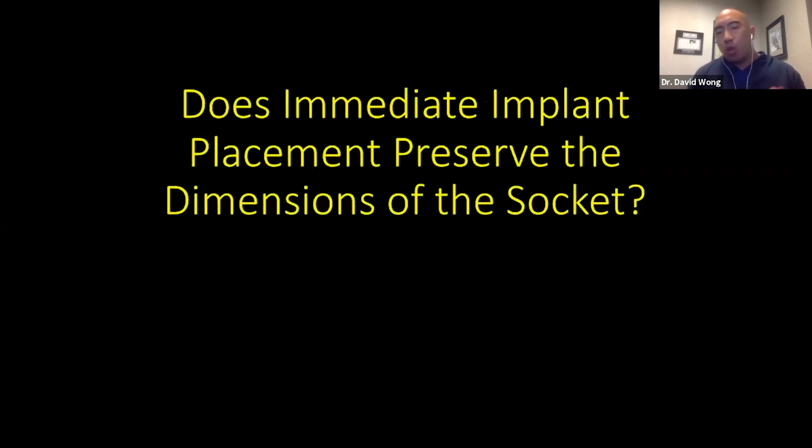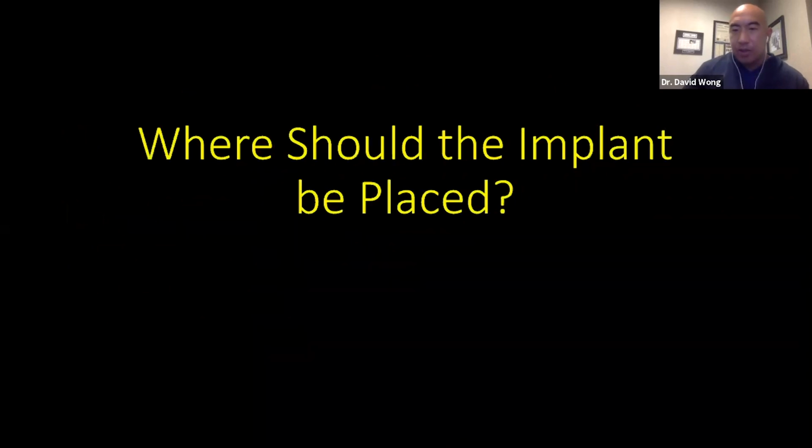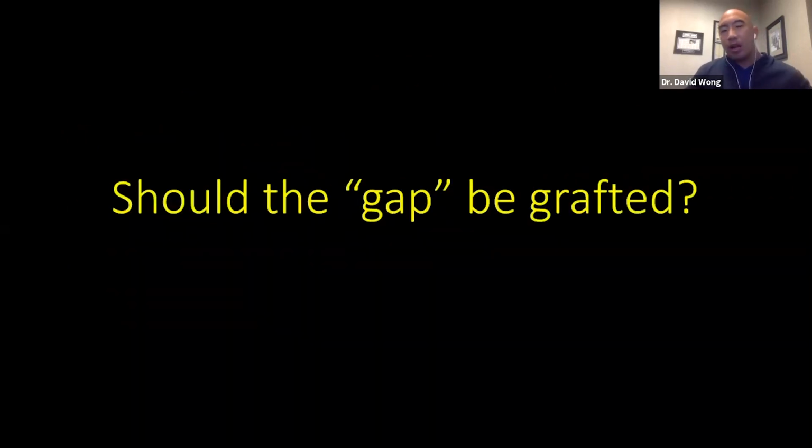So one question that we have to ask ourselves is, if we're going to take the risk of placing an immediate implant, does placing an immediate implant actually preserve the dimensions of the socket? Where should the implant be placed? Should the gap be grafted? And then should we immediately provisionalize the implant, or should we just place a healing abutment? So these are questions that we need to ask ourselves.